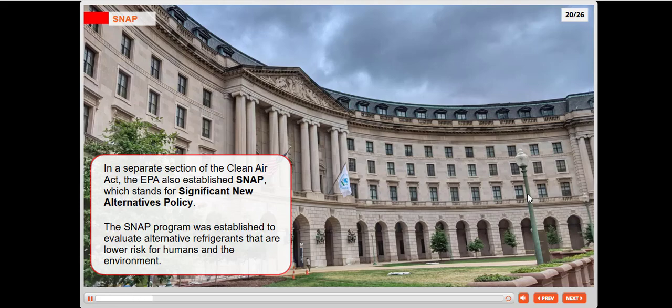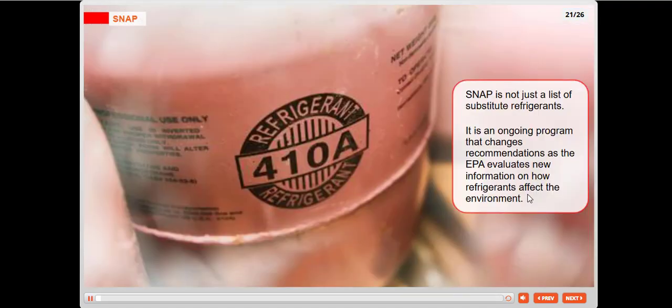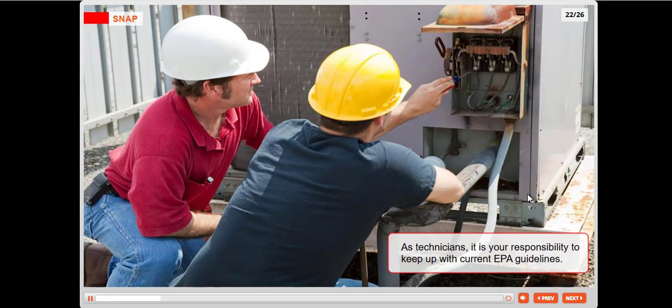In a separate section of the Clean Air Act, the EPA also established SNAP, which stands for Significant New Alternatives Policy. The SNAP program was established to evaluate alternative refrigerants that are lower risk for humans and the environment. SNAP is not just a list of substitute refrigerants. It is an ongoing program that changes recommendations as the EPA evaluates new information on how refrigerants affect the environment. As technicians, it is your responsibility to keep up with current EPA guidelines.